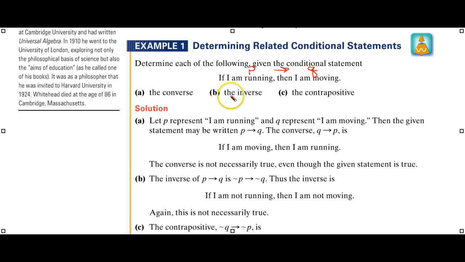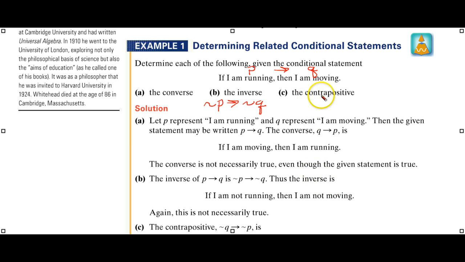All right, let's look at the inverse of it. Now, the inverse is you negate both of these. So you are here negating P, negating Q, which would read, if I am not running, then I am not moving. Again, that might not necessarily be true.